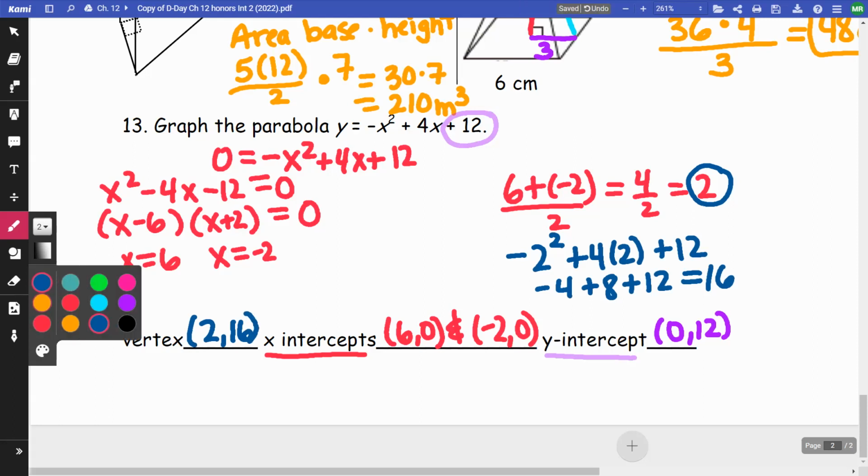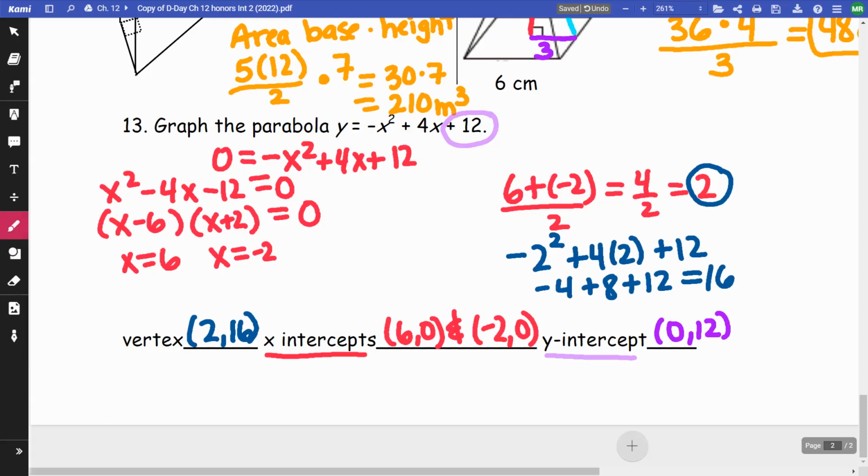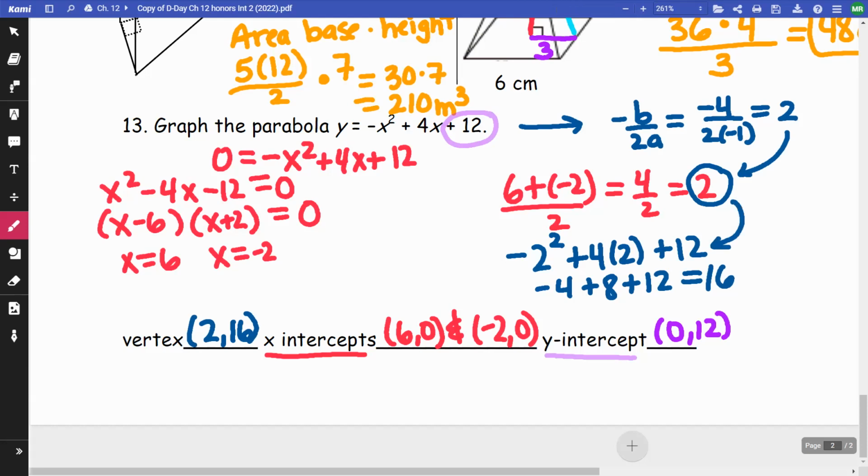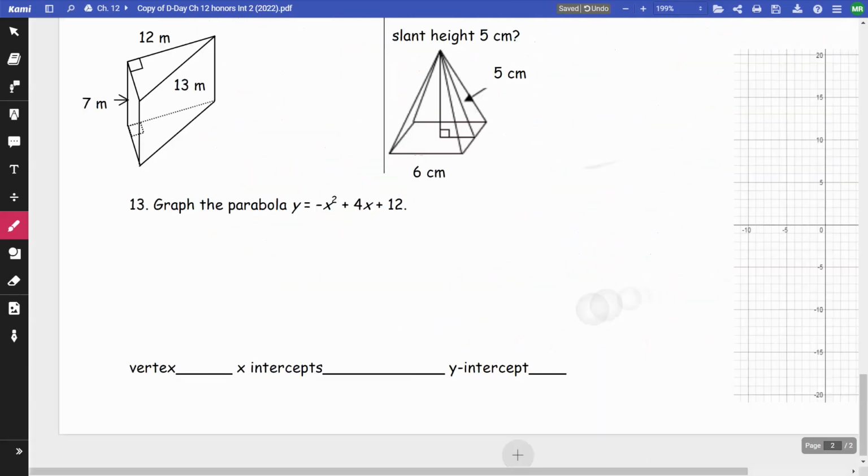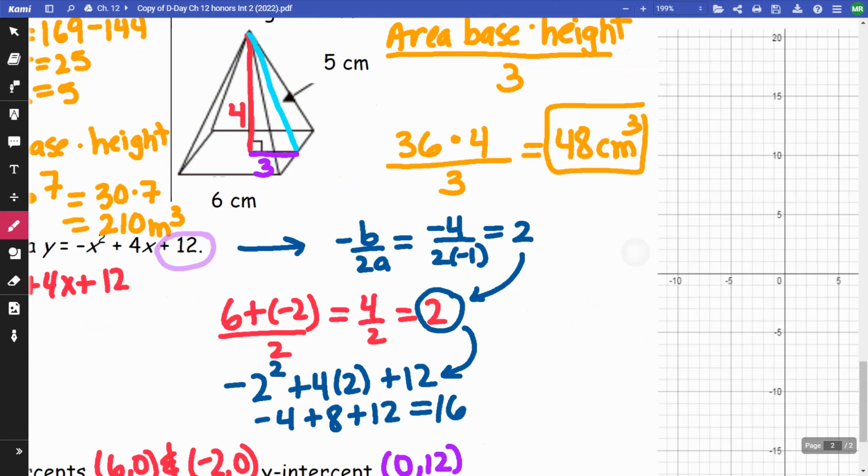Another way to do that, in order to find your vertex, you can use the formula -b/2a to find the x coordinate of your vertex. And so that would have been a -4/2 times a -1. -4/2 gives me 2, which is the same thing here. And then I go about the same method. You can do it either way. Now they want us to graph this. So I'm going to use these points that we have here. So let me just move this.